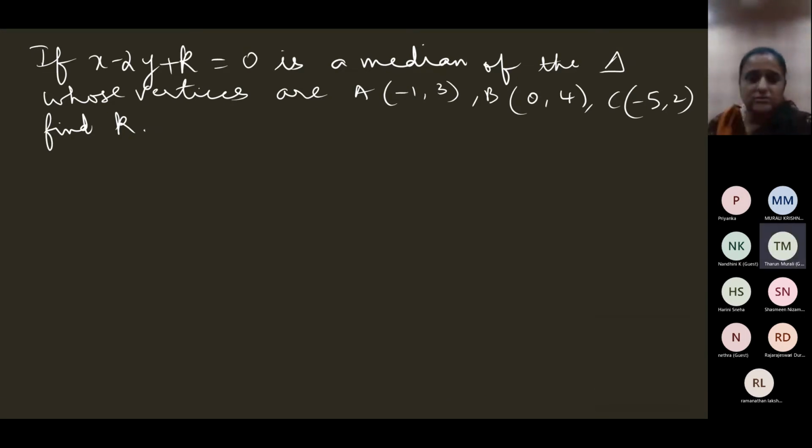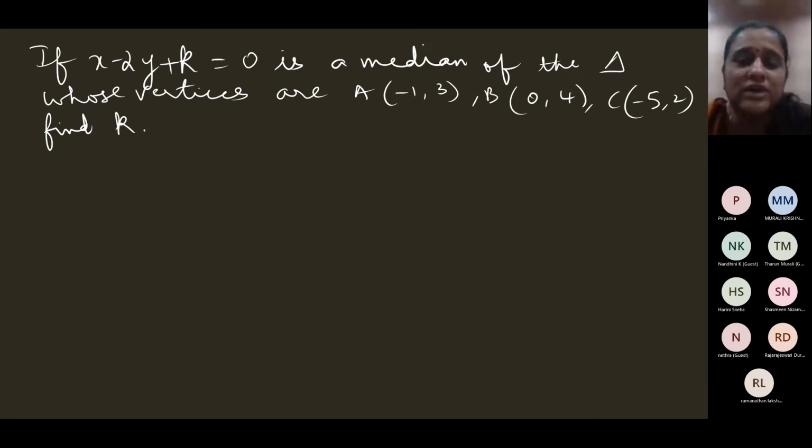And the k value is 8. Very good. The value of k is 8. So how do you do it, Tarun Murali? x1 plus x2 plus x3 by 3, then y1 plus y2 plus y3 by 3. So you got the coordinates of the centroid. Then the centroid will satisfy the equation, correct? Yes, ma'am. Correct. Very good, Tarun Murali.